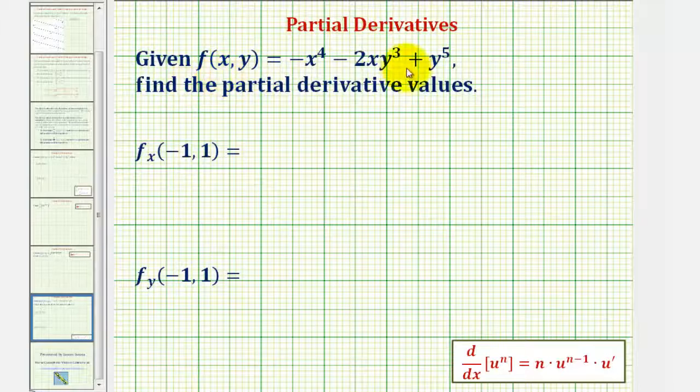We're given f of x comma y and asked to determine the partial derivative function values. First we have the partial derivative of f with respect to x at negative 1 comma 1. This would give us the slope of the tangent line on the surface in the x direction. Let's take a look at this before we find this value.